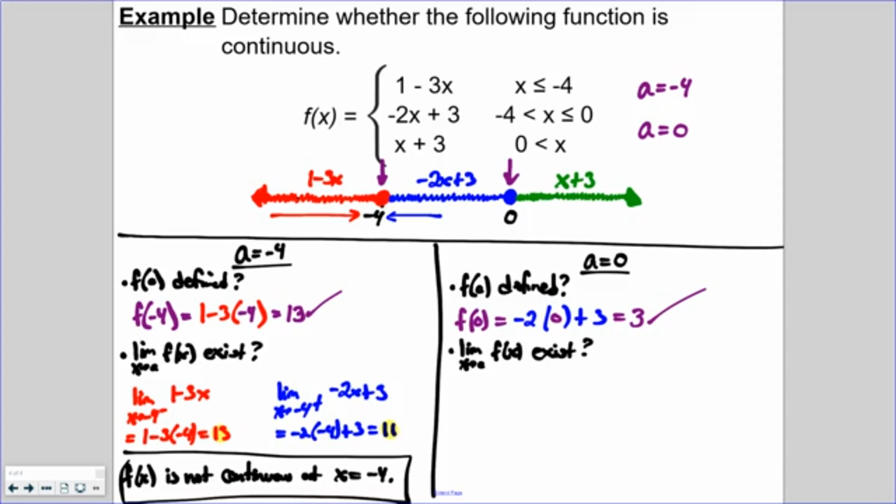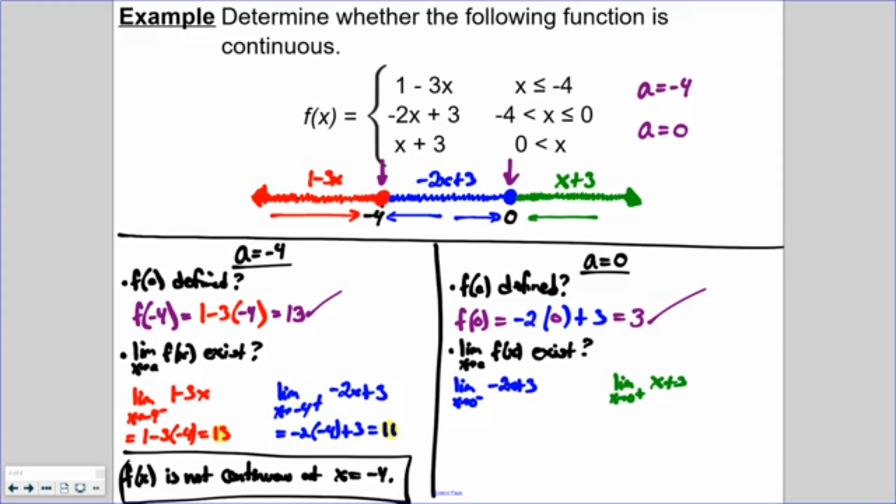Anyways, limit exists means we're checking the limit from the left and the right of 0. So the limit as x approaches 0 from the right, and the limit as x approaches 0 from the left. As we approach 0 from the left, we're in blue territory, so we'll have negative 2x plus 3. When approaching from the right, we're in green territory, so x plus 3.